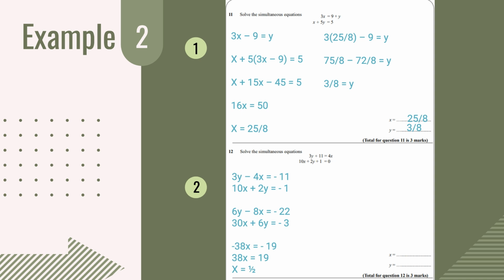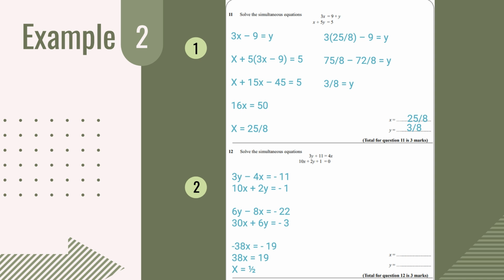So, this is what we do. So we get 6y minus 2x. You've got to times the whole equation by 2 and the whole second equation by 3 in this instance. So we get 6y minus 8x equals minus 22, and 30x plus 6y equals minus 3.